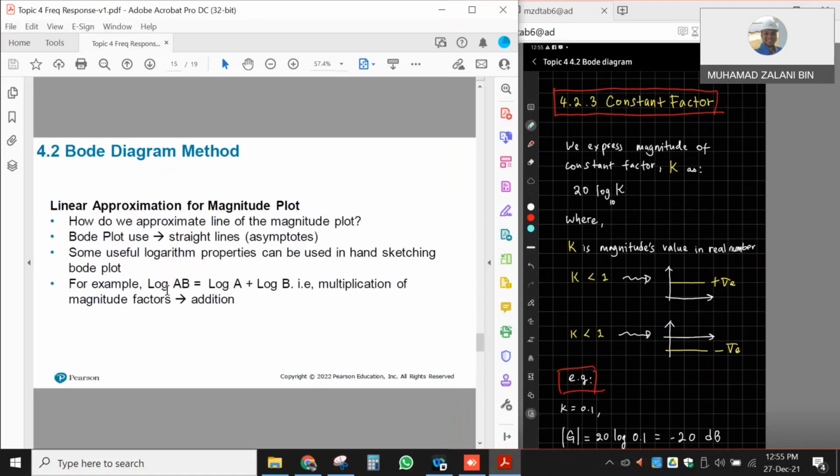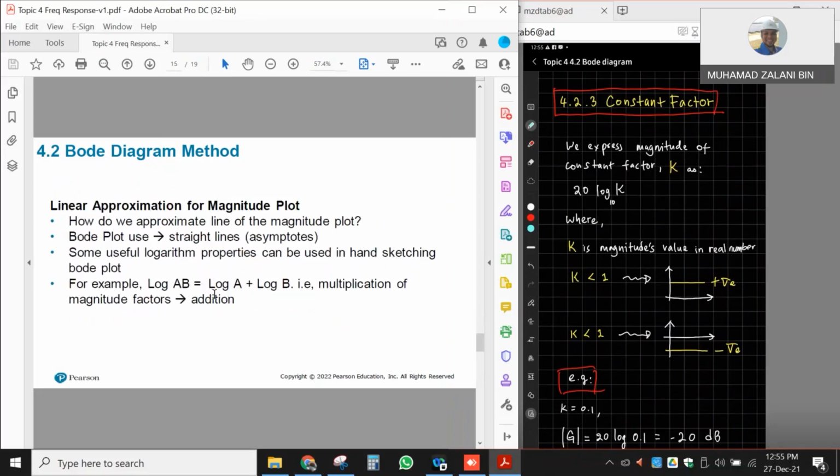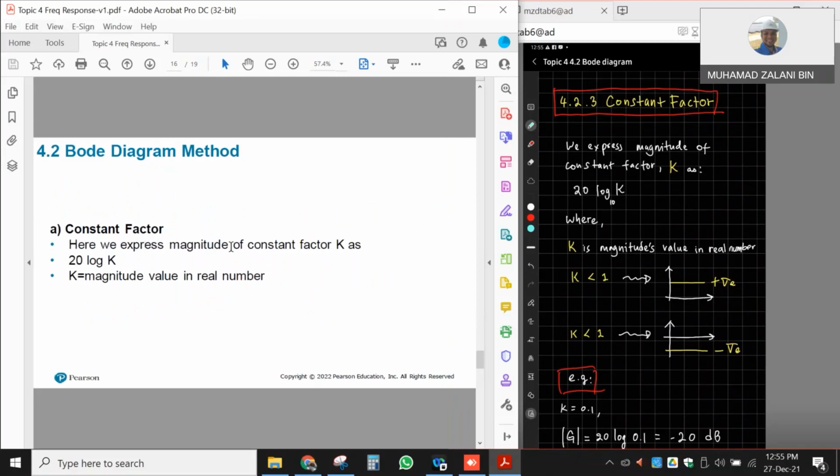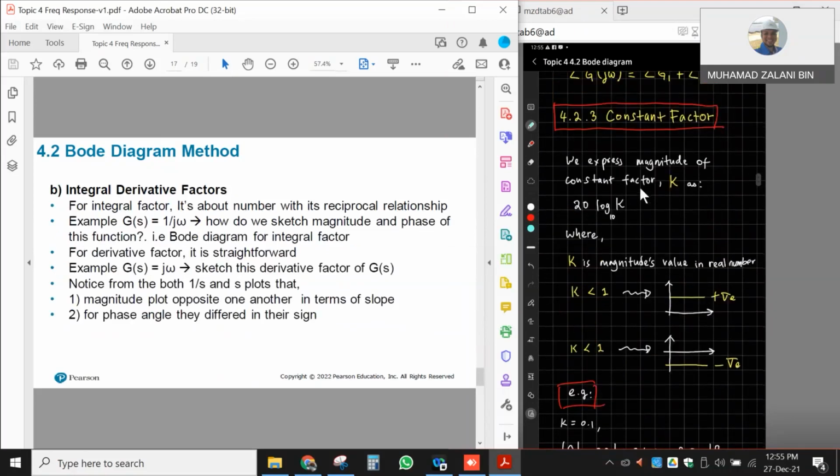Let me see the constant factor, which is this one. This slide. I will start from constant factor, referring to this particular slide. The information in the slide is very little, but please keep focus on this lecture notes. Okay, I will start with the constant factor.